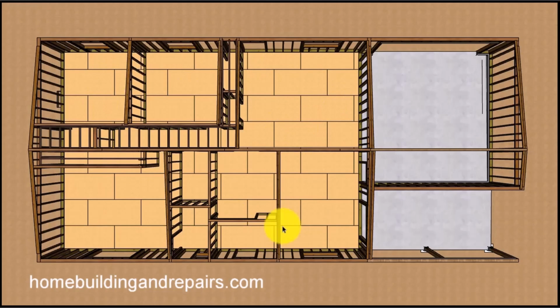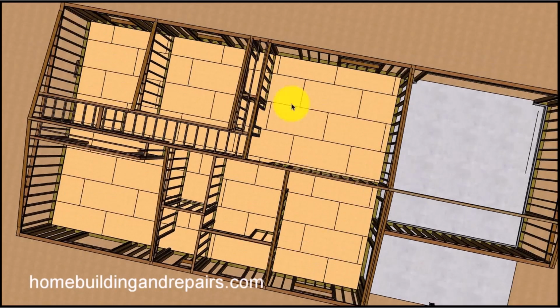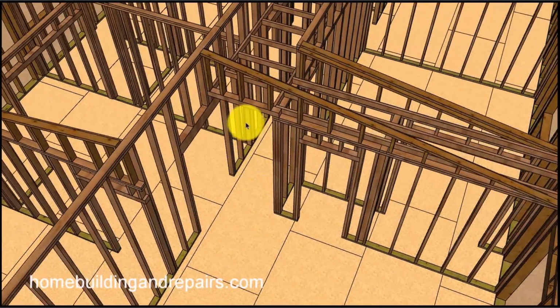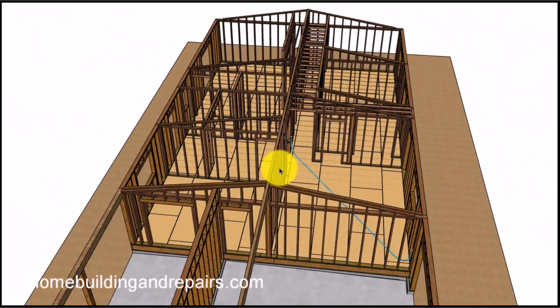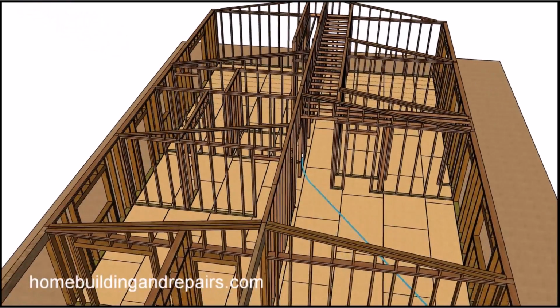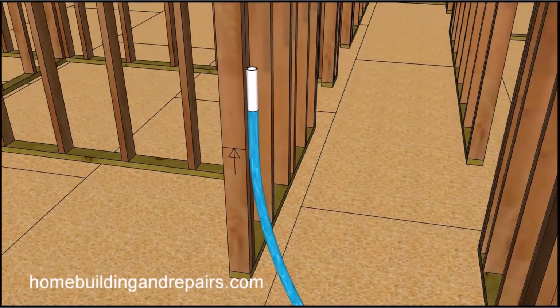So the first thing we're going to want to do is find a central location. And this isn't necessary, just something I like to do. So we will select this area right here. The next step will be to attach one end of the water level to the central location. And that can be done by a variety of different things. Tape, just tape it to the wall.